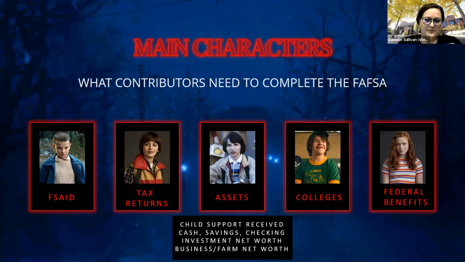And then assets. So students are going to need to know their asset information, such as child support received, their cash, savings, checking, investment net worth, business and farm net worth. And colleges, like I said, they can put up to 20 colleges on their application. So I put that under Dustin because he's super smart and probably will list up to 20 colleges on his application. And then you're going to need federal benefits information.